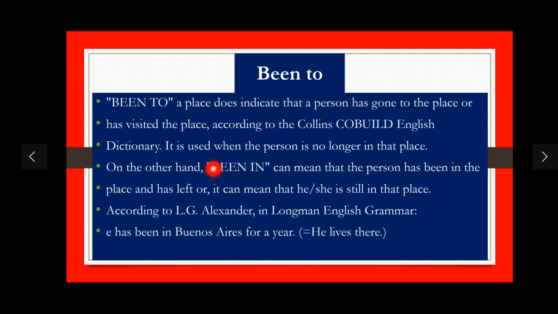Been to means that a person has gone to the place and came back. And been in means a person has gone to a place and he may still live there.